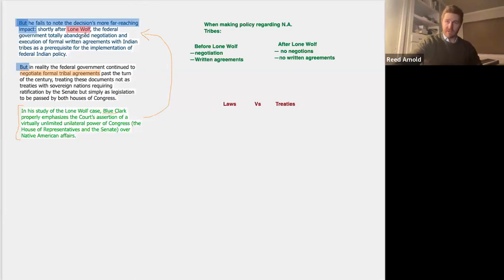And then I think that flows perfectly into that first sentence, or not the first sentence in order, the first sentence in the order we're reading it, right? He does this right. He properly emphasizes the court's assertion here, which is that Congress apparently has unilateral power over Native American affairs. So Congress is really claiming a lot of power over Native American affairs, but he fails to note. So here's what Blue Clark did right, properly emphasizes this, but he failed to do this. He didn't note the far more reaching impact that after Lone Wolf there was no negotiation, no written agreements at all. Okay, that's what I'm noticing here.